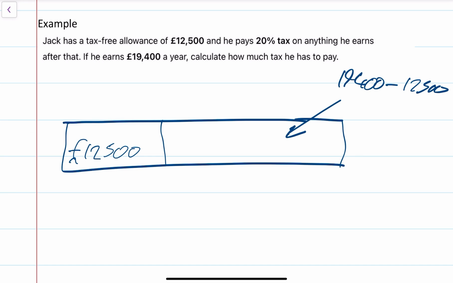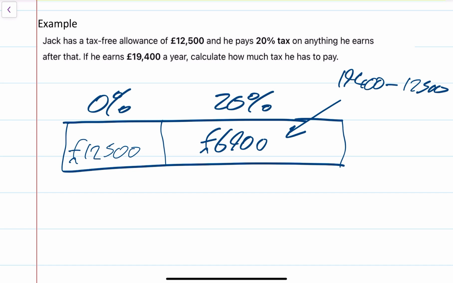Okay, so we're going to do that on my calculator, 19,400 minus 12,500, and that gives me £6,900. Now let's put in the percentage tax he has to pay, 0% on this, 20% on this, and then underneath we're going to put down his tax. One more thing I should have said, the total amount should add up to his total salary, which in this case was 19,400. So first of all, 0% of 12,500, and 0% of anything, hopefully we all know, is just going to be 0.